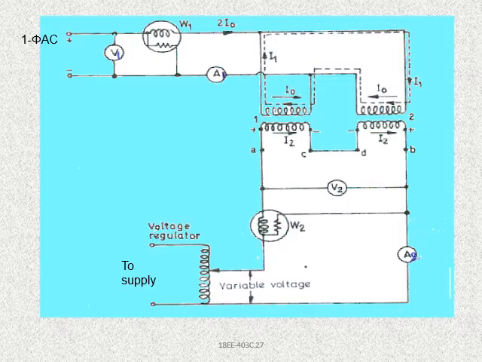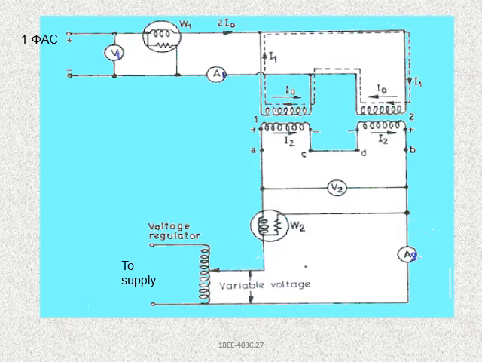Now, here is the connection diagram for Sumpner's test. You can see here there are two transformers of same capacity, same rating, and same connection. So you can see here the connection diagram.